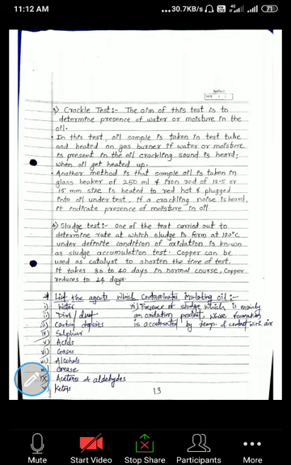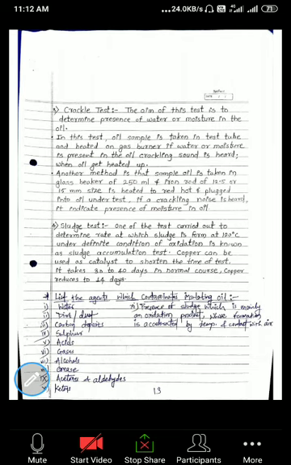Now the last test is the sludge test. It is one of the tests carried out to determine the rate at which sludge is formed at 120 degrees Celsius under a definite condition of oxidation. It is known as the sludge accumulation test. Copper can be used as a catalyst to shorten the time of the test. It takes 30 to 40 days in the normal course and copper reduces it to 14 days.